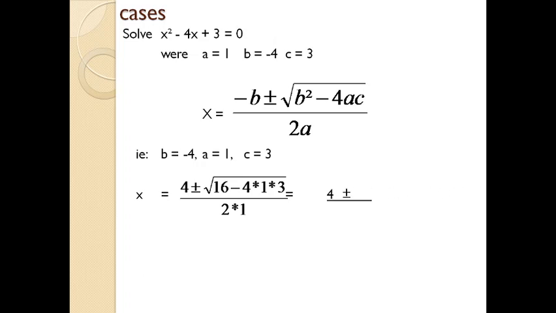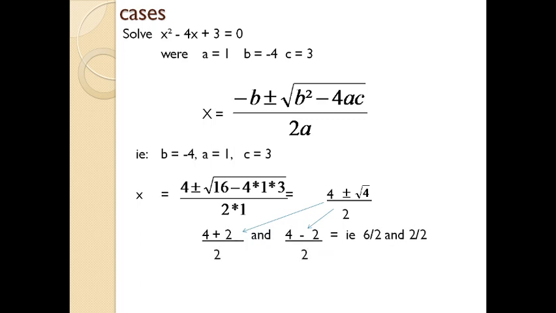While solving the equation, we will get 4 plus or minus root of 4, divided by 2. Earlier I said that while going to the end of the case, that means before finding the final answer, you have to do 2 steps: one with the plus sign, another with the minus sign. Then you will arrive at 4 plus 2 divided by 2 and 4 minus 2 divided by 2. Then you will get 6 by 2 and 2 by 2.